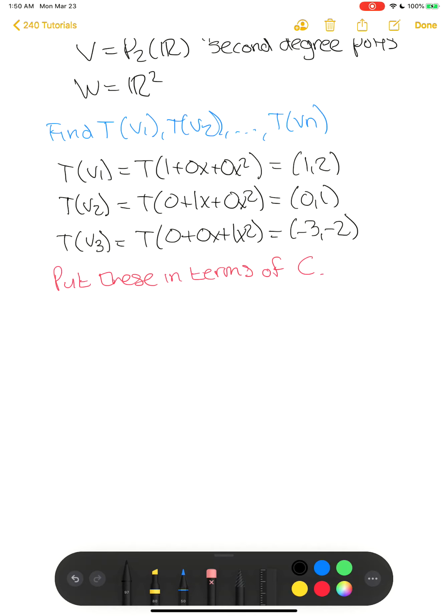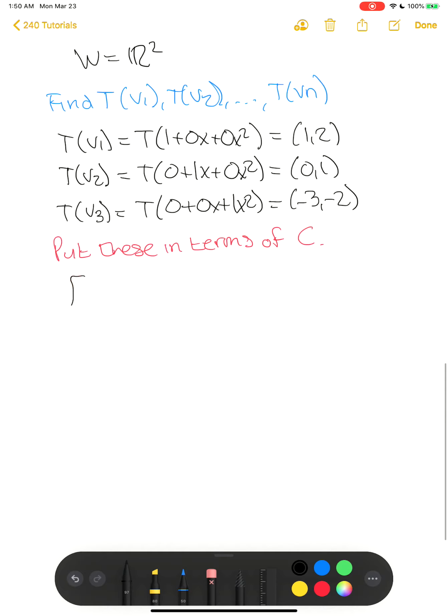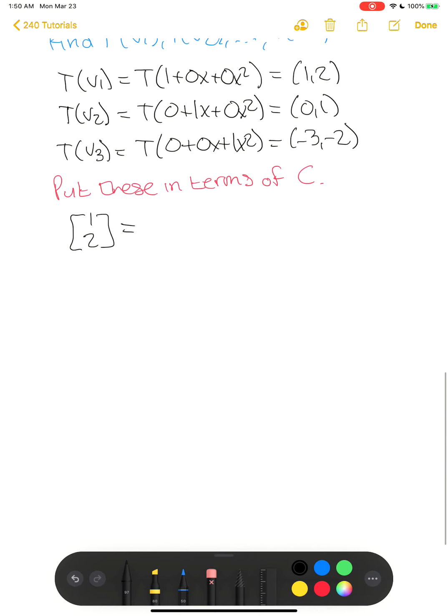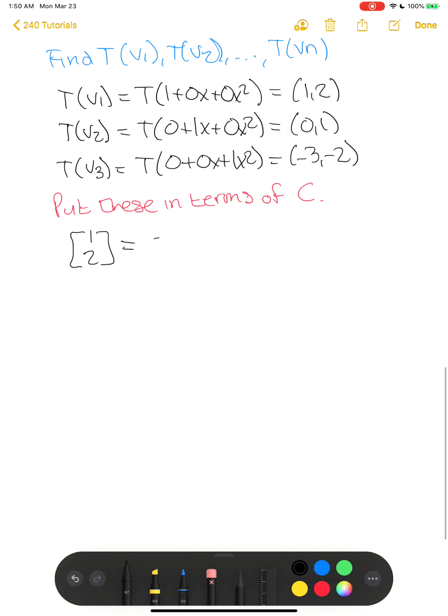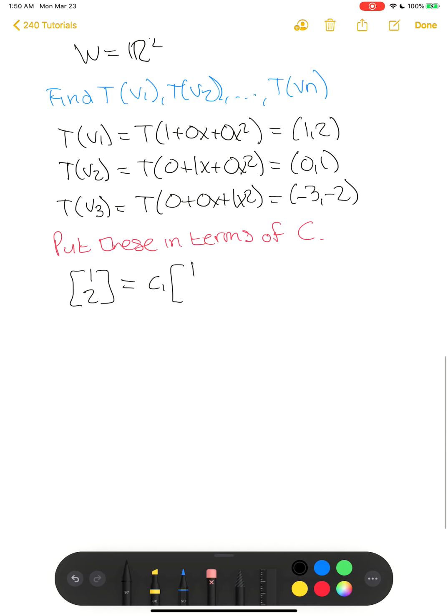So how do we do that? Putting a vector in terms of another basis, what you have to do is take your vector. I'm just going to use 1, 2 as an example. Then you have to figure out exactly how you would use the basis vectors from C to write this vector here. So I would say it's something like C1 times the first basis vector, 1, 0, plus C2 times the second basis vector, 0, 1. It's just important to know where these are coming from. These are the basis vectors of C.